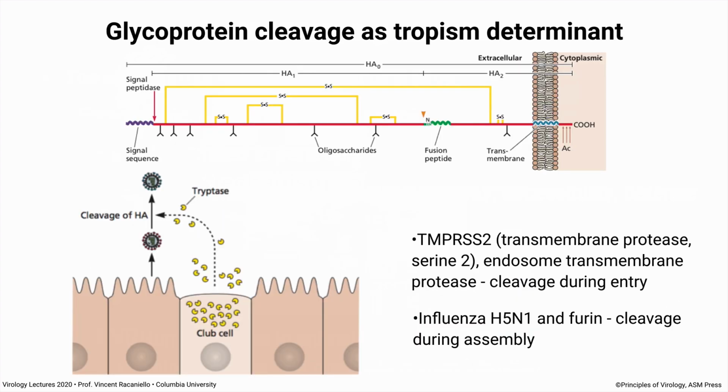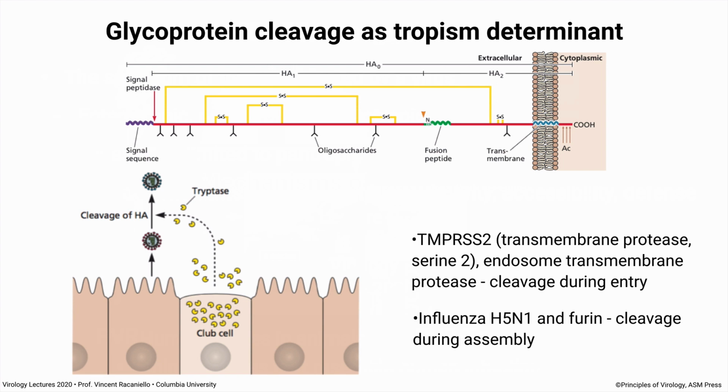A really nice one that I like to cite is what controls the tropism of influenza virus. So influenza viruses, of course, human influenza viruses are respiratory pathogens. They typically replicate in the upper, middle, and lower respiratory tract. They cause respiratory disease, and typically they do not replicate elsewhere. And we think that cleavage of the viral hemagglutinin is an important determinant of that restricted tropism.